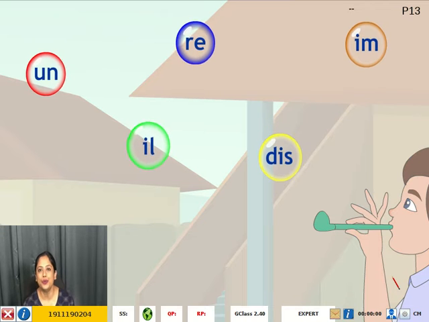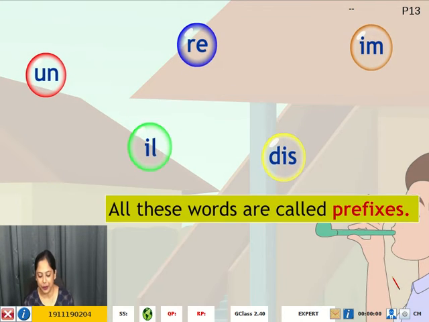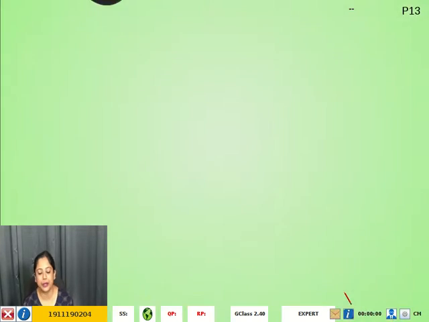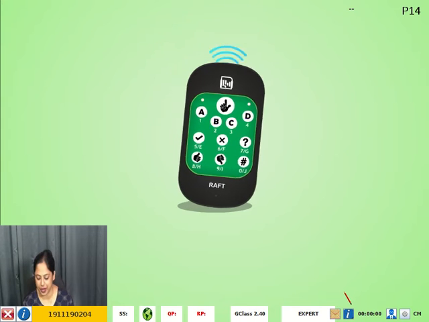Again see. So what is the session today about? We are going to revise something in English which is prefixes and suffixes. Now on your screen, what do we see? We see bubbles. What is inside the bubbles? We see prefixes in English. We see a few letters like un, il, re, dis, im. All these are called prefixes. What do you mean by prefix? Prefix is an affix which is placed before the stem of a word.